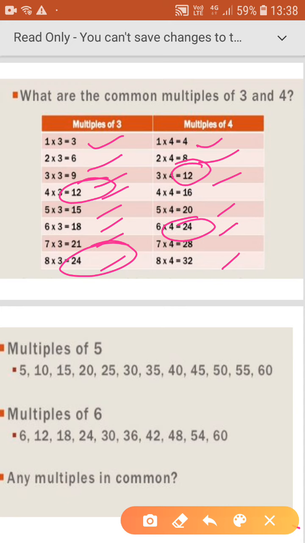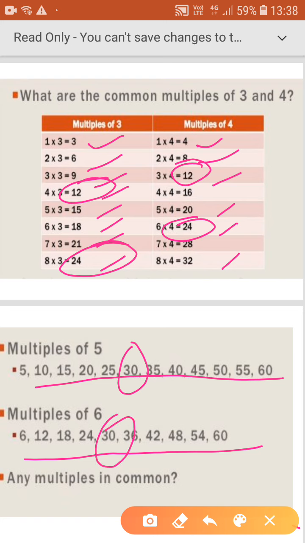Similarly, you can find out common multiples of 5 and 6. As we can see, multiples of 5 are listed over here and multiples of 6 are listed over here. So we can see that the first common multiple is 30, and another common multiple is 60. So in this way you can find out common multiples for any given two numbers.